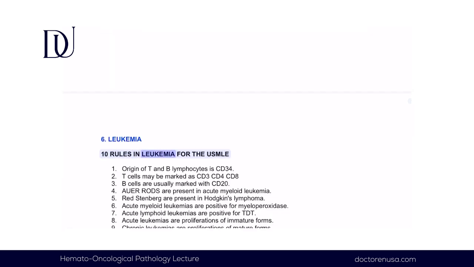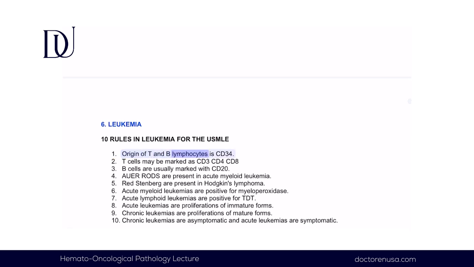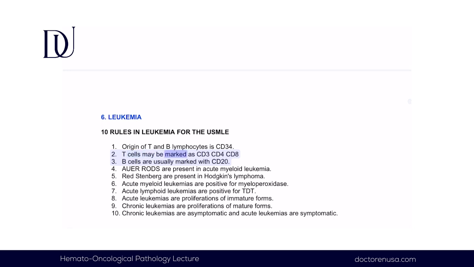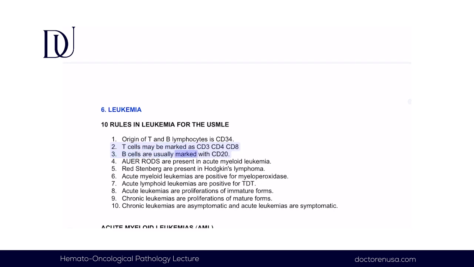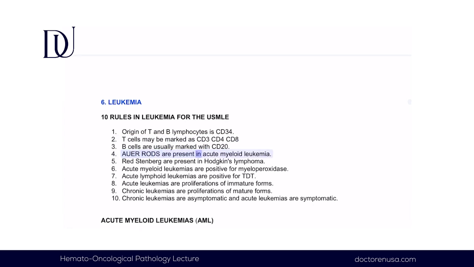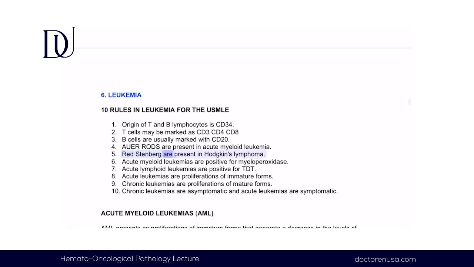10 rules in leukemia for the USMLE. 1. The origin of T and B lymphocytes is CD34. 2. T cells may be marked as CD3, CD4, CD8. 3. B cells are usually marked with CD20. 4. Auer rods are present in acute myeloid leukemia. 5. Reed-Sternberg cells are present in Hodgkin's lymphoma.